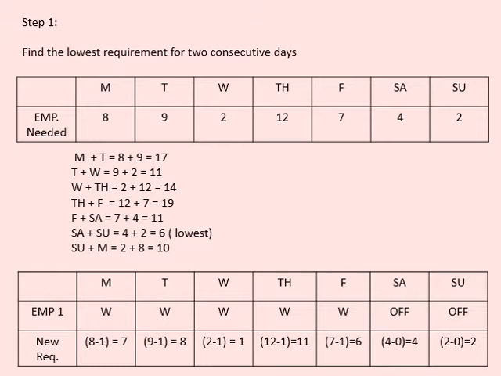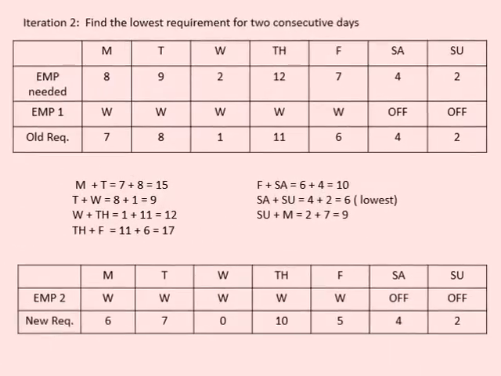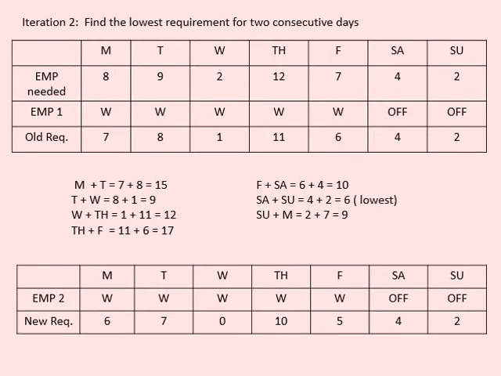Thus, we assign employee 1 as off on Saturday and Sunday. Now, we calculate the new requirement of employees, since employee 1 will be working on the other days of the week. Thus, we need 7 workers on Monday, 8 on Tuesday, 1 on Wednesday, 11 on Thursday, 6 on Friday. The requirement for Saturday and Sunday remains the original requirement of 4 and 2 respectively. We repeat the iteration again, with the new total requirements of workers on each day.